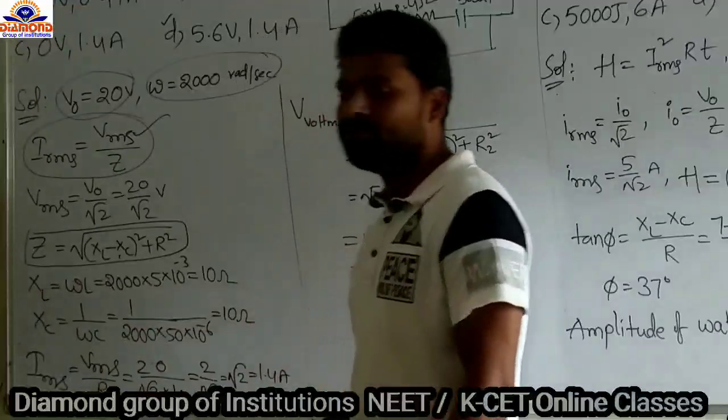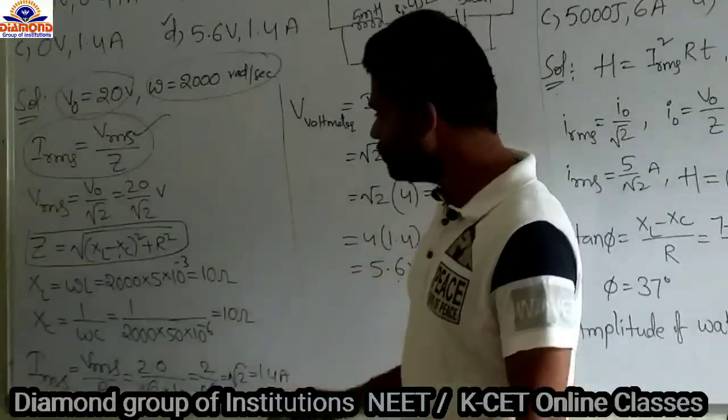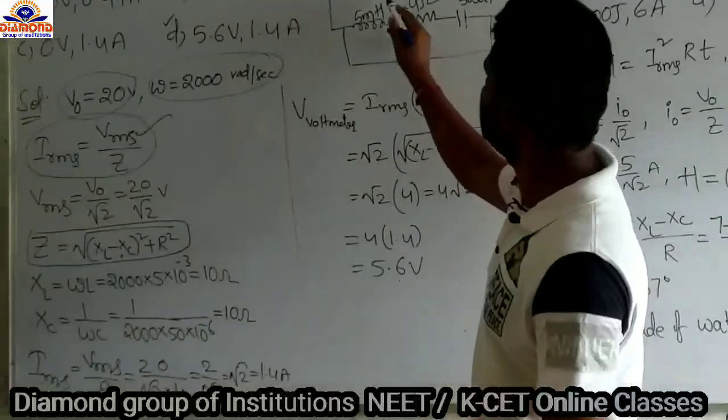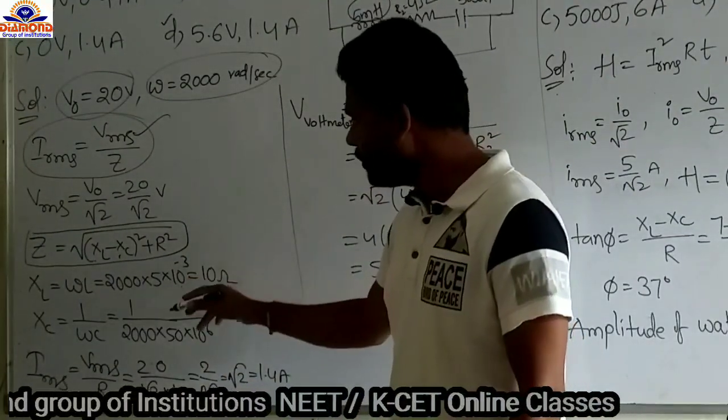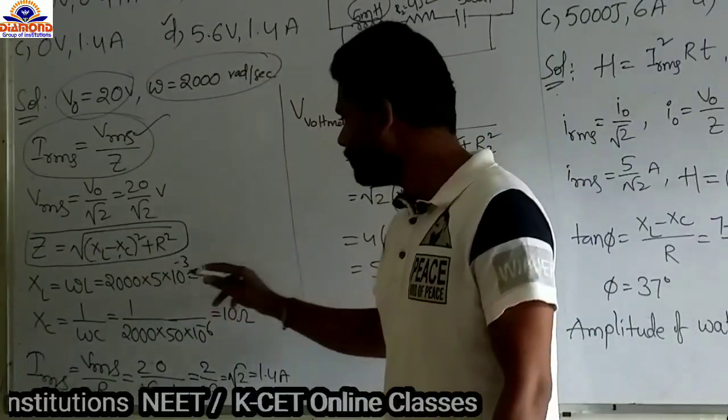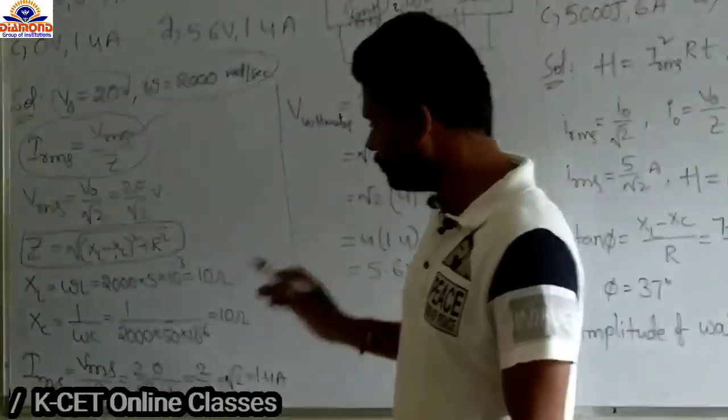So the XL value, we know the formula is omega into L. The omega value is 2000. The L value they have given is 5 millihenry. 5 millihenry means 5 into 10 power minus 3. With 10 power minus 3, the 1000 is cancelled. 2 into 5 is 10 ohms. So XL is equal to 10 ohms.